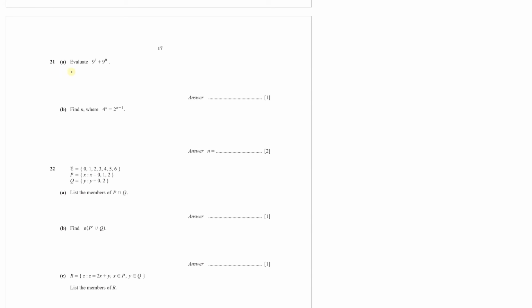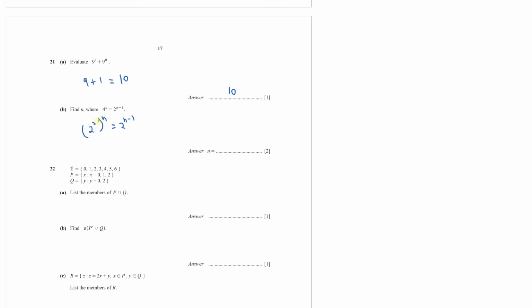Question number 21, part A, evaluate 9 power 1 plus 9 power 0. So 9 power 1 would be 9 and 9 power 0 would be 1, which is equal to 10. Find n where 4 power n equals 2 power n minus 1. So to compare the powers, we need the same bases on each side. I have 2 as a base on this side. I can write 4 as 2 squared.